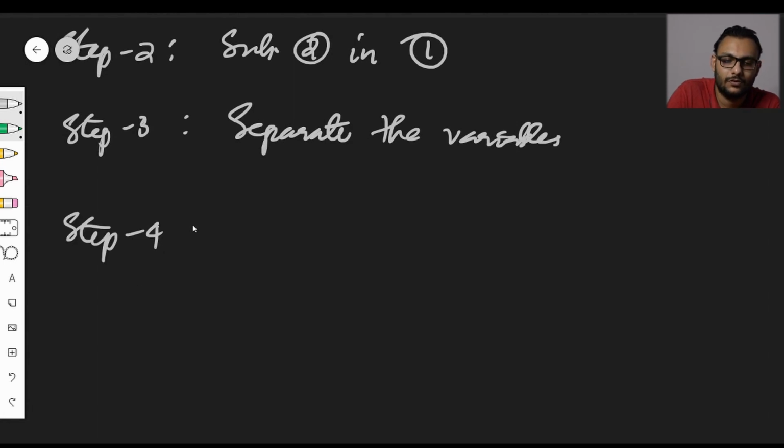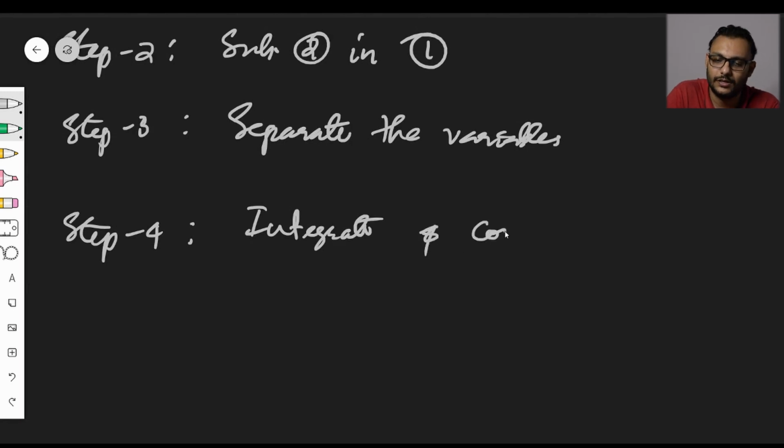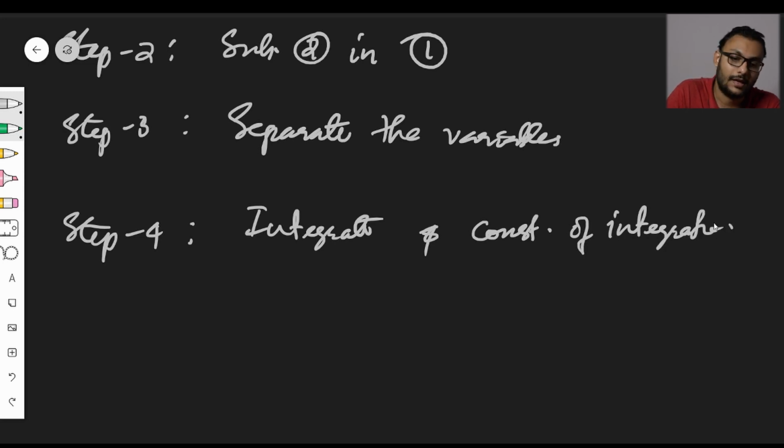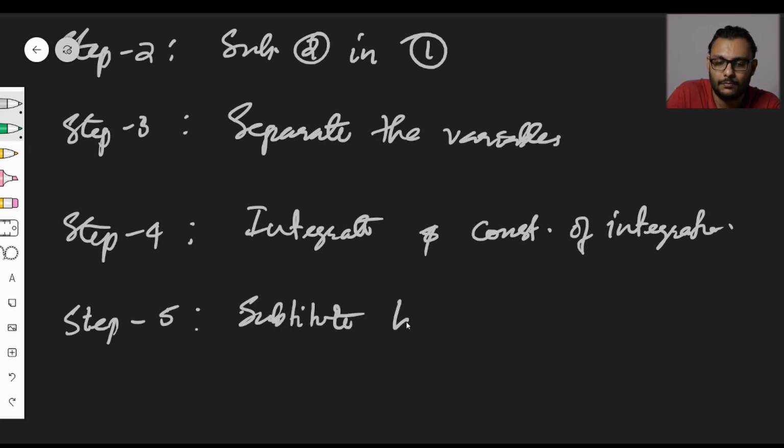Step 4: integrate and add the constant of integration. And keep in mind that we substituted our y with v, so we have to substitute back. Substitute back y is equal to vx, or v is equal to y by x. Then we will get our final equation.